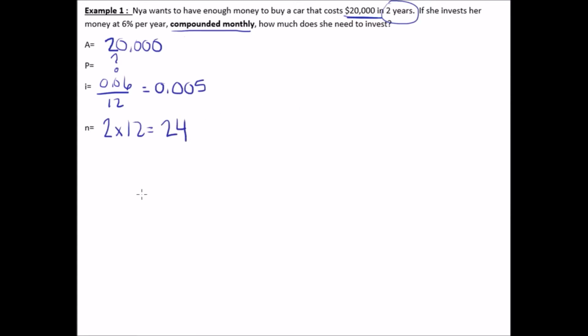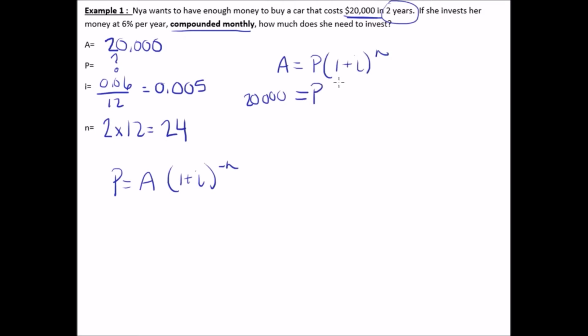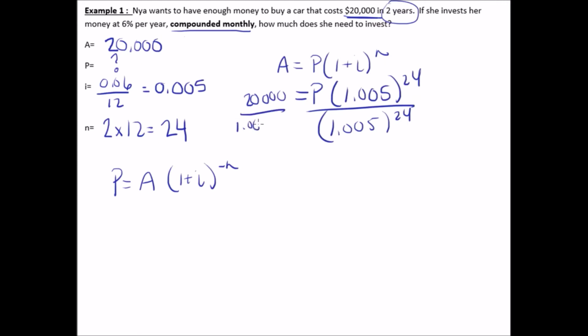times. So you can either try it with P equals A(1 plus i) to the negative n, or you can sub it into the original equation, and I'll do both for this one example and just show you that it comes out to the same thing. The amount is 20,000. Principal we don't know. 1 plus i is going to be 1.005 to the 24. Divide both sides by 1.005 to the 24, and we're already at this step right here.